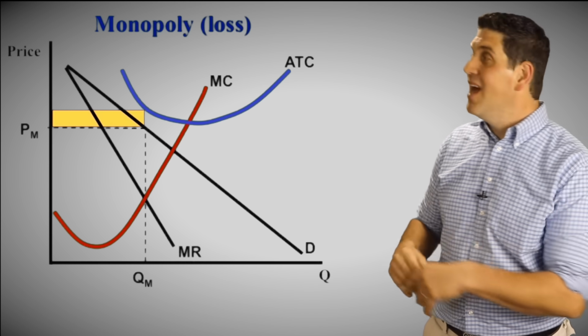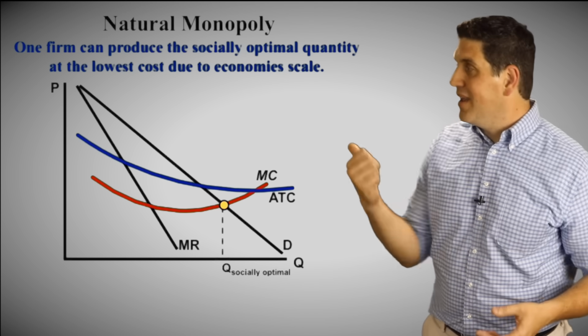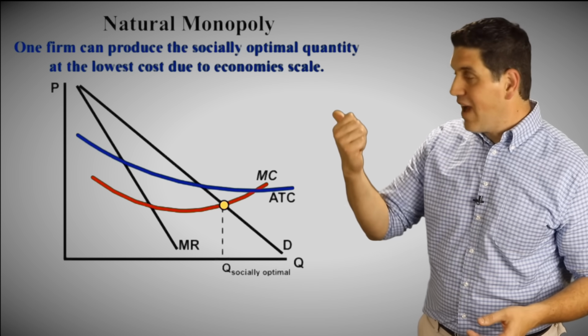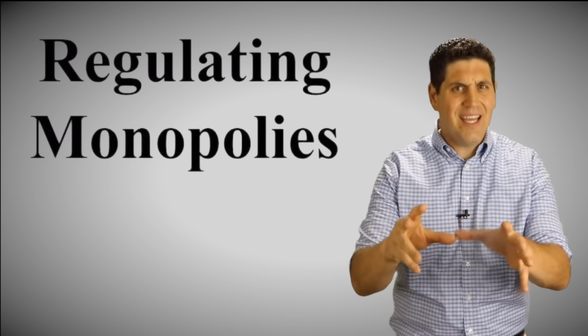Now that's a monopoly. There's also a natural monopoly, the idea that it's smarter to have just one firm producing it, because at the quantity socially optimal, the average total cost is still falling. That means they can produce it at the lowest possible cost. Now that's the idea of regulation.